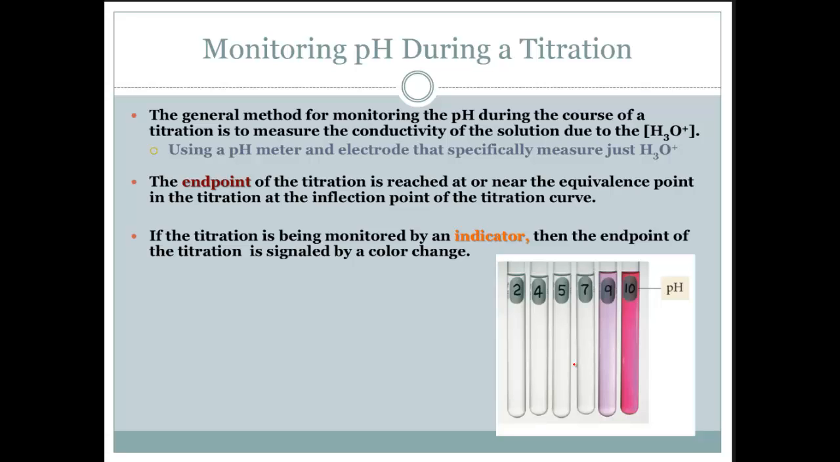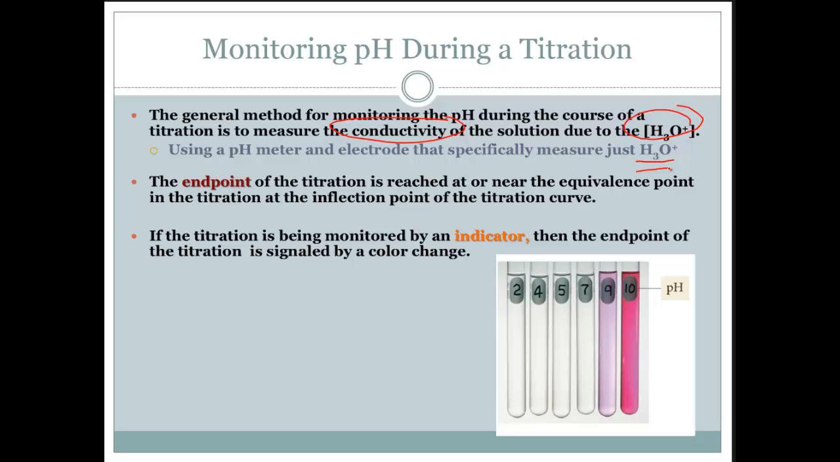The general method for monitoring pH during the course of a titration, if we're trying to track every single little drop being added, is to measure the conductivity of the solution due to H3O+, the hydronium ion, using a pH meter and an electrode that specifically measures the H3O+. So you'll have a probe that you put into the beaker or the flask, and it'll measure the H3O+ concentration through the whole thing, and give a digital readout.